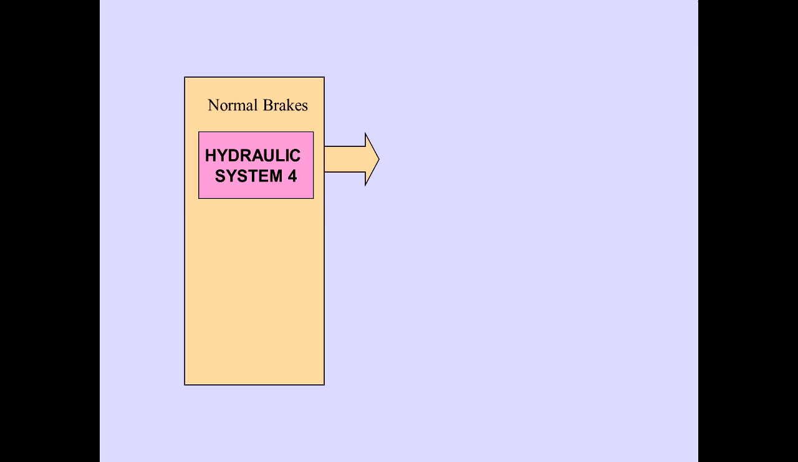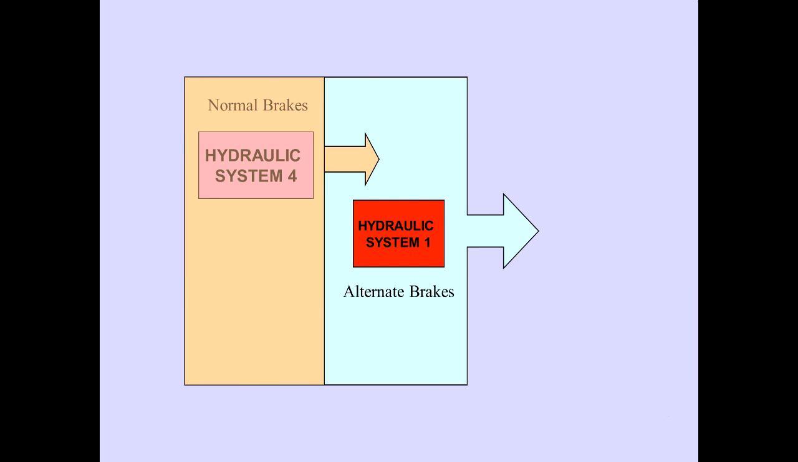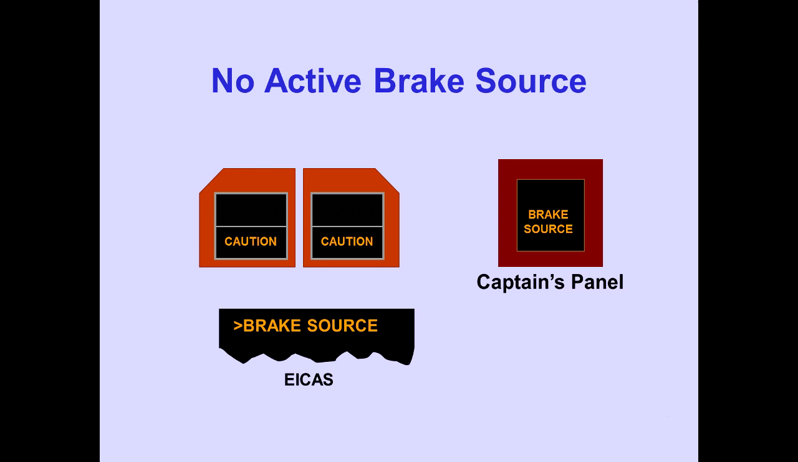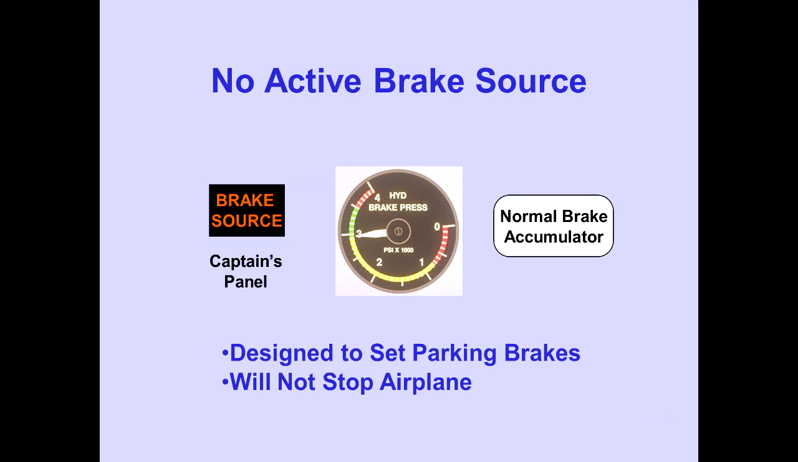Recall that there is automatic brake source transfer as hydraulic pressure is lost in each system. The EICAS caution message BRAKE SOURCE is displayed when there is no active brake source. The brake source light also illuminates. With no active brake source, the normal brake accumulator is the only source of hydraulic pressure for operating the brakes. The accumulator is designed only to set the parking brakes and will not stop the airplane.